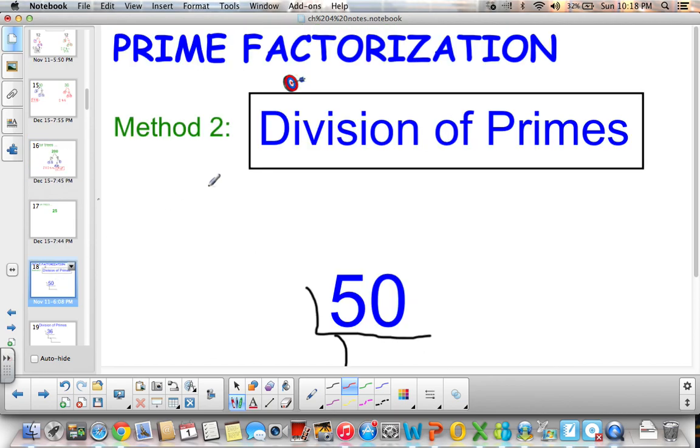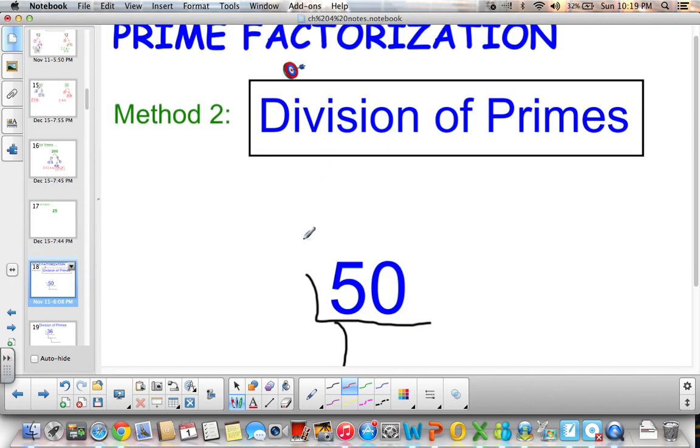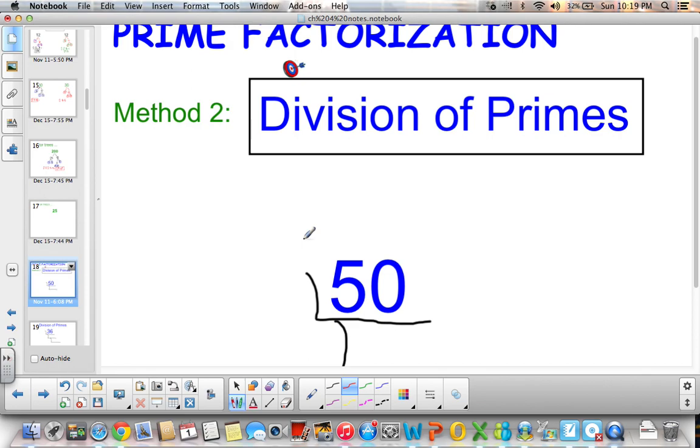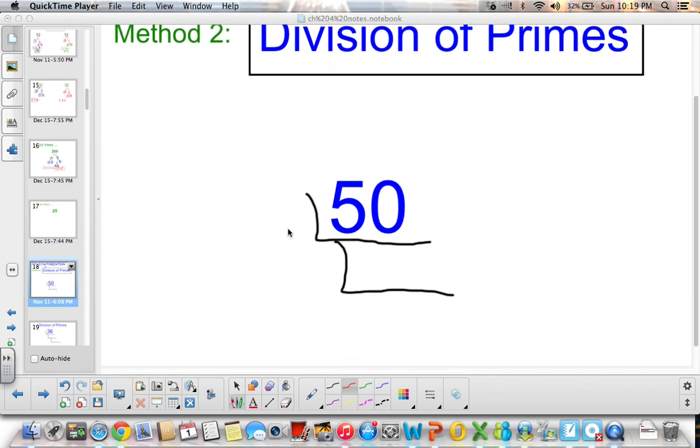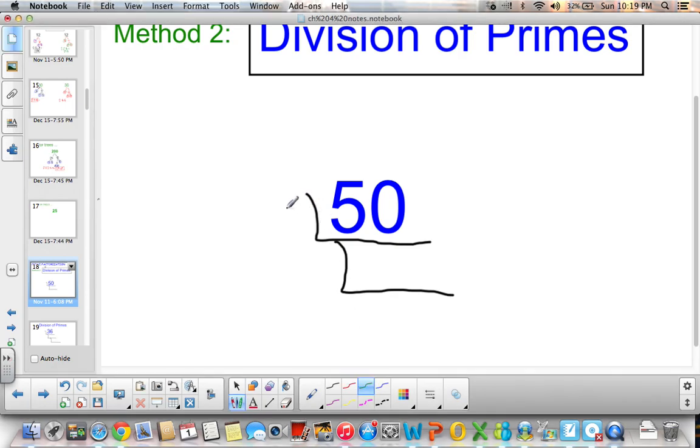Okay, so our second method of prime factorization is called division of primes. And it's very similar to what we would do for the factor trees, except we write it out just a little bit differently. So if I look at 50, I know that 50 can be divided by 2, and I get 25. So we write it just a little bit differently.